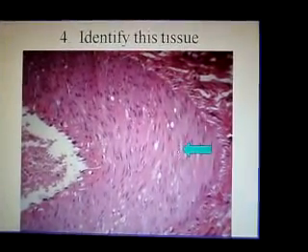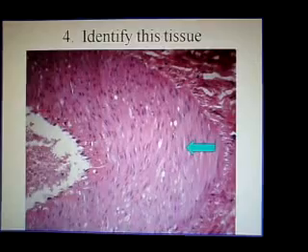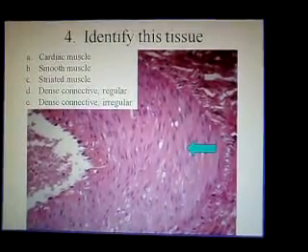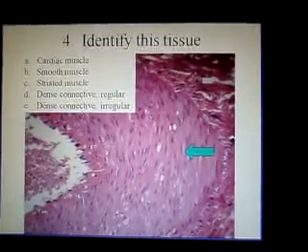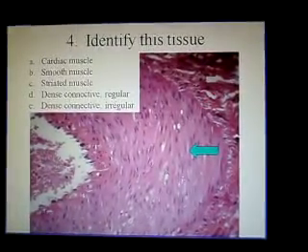The nuclei in this one are shown here in longitudinal section. And there are sort of blunt ends on either side, no obvious striation. This is smooth muscle. Now this is smooth muscle in the wall of the heart.